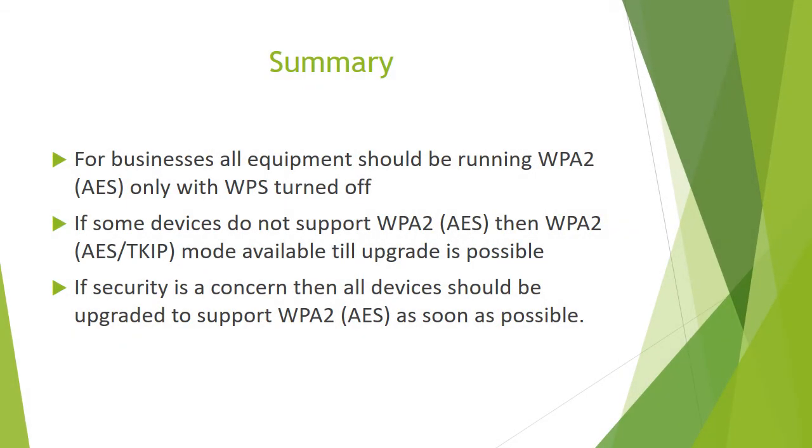For businesses, for maximum security, equipment should only be running WPA2 in Advanced Encryption Standard mode with Wi-Fi Protected Setup turned off. If security is an issue, and not all devices support this new standard, those devices should have hardware upgrades immediately to support the new WPA2 with Advanced Encryption Standard. If devices do not support Advanced Encryption Standard, WPA2 has an Advanced Encryption Standard with TKIP mode available until the upgrades are possible for dual modes.